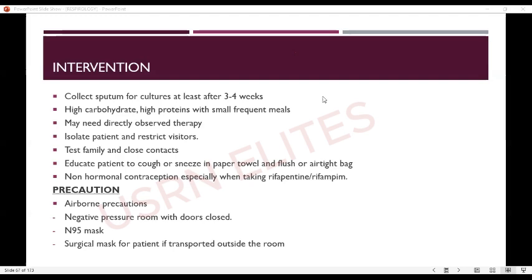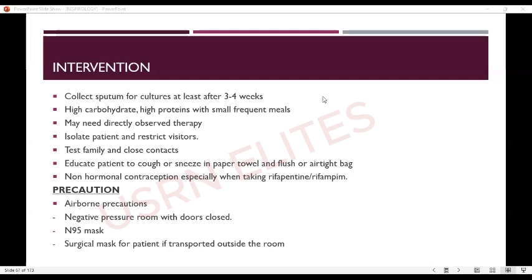Forgive me, I'm having some throat issues. So surgical masks for a patient if transported outside the room, for example, for X-rays, for laboratory investigations, or anything outside the room. But please take note, it shouldn't be often. The patient should not be transported outside the room often. It should be done only on request, probably for an X-ray or a lab. And then they should be in a surgical mask when leaving the room.